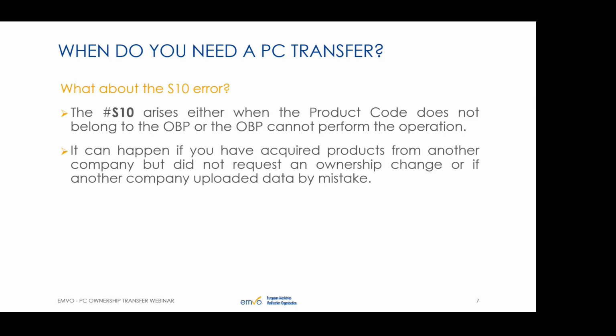What about the STN errors? Another everyday issue with the product code transfer is the STN. Some of you might not be aware of this, so let me elaborate for you. The STN arises when the product code does not belong to you. This can happen because the OPP acquired the product code from another company without requesting an ownership change.